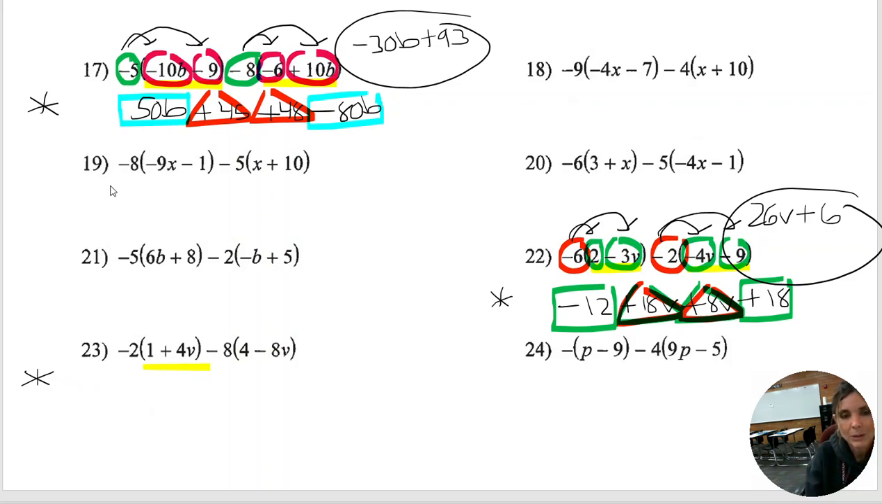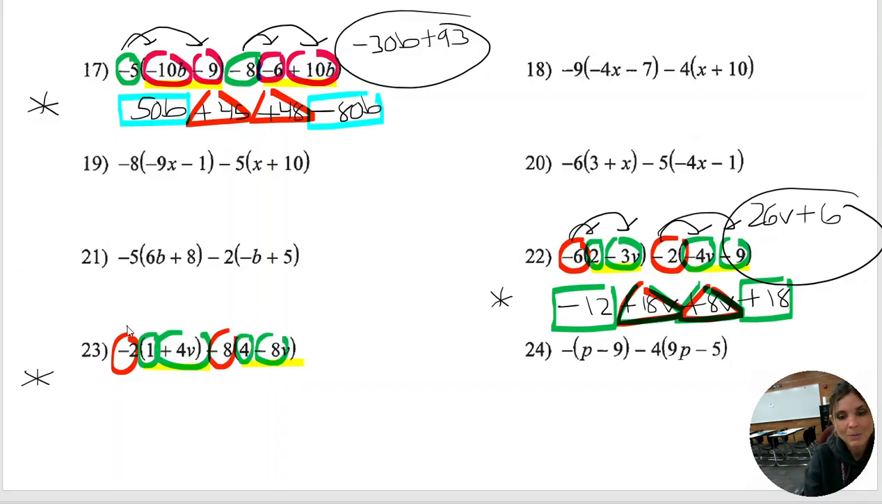Okay, so look inside the parenthesis. Make sure you pay attention to your signs. This is a positive 1. This is a positive 4v. Right next to my parenthesis, I have a negative 2. And then in this parenthesis, I have a positive 4. I have a negative 8v. And then right next to that parenthesis, I have a negative 8.